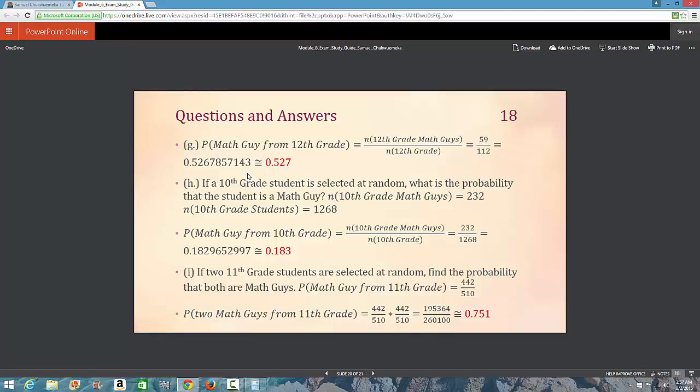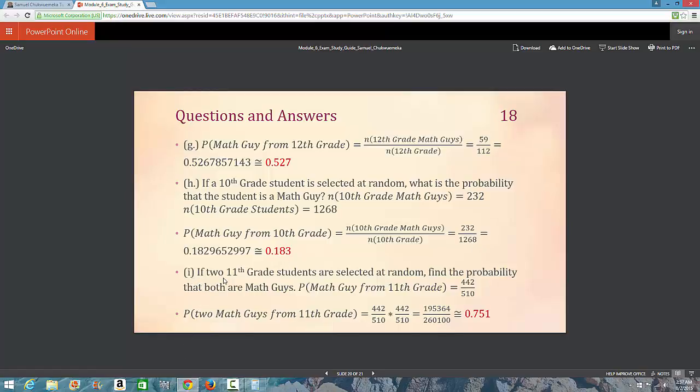And when we do that, we have approximately 0.527. H, if a 10th grade student, the same thing here, the cardinality of the sample space would be 10th grade students. If a 10th grade student is selected at random, what is the probability that the student is a math guy? The same thing. This will give you approximately 0.183.